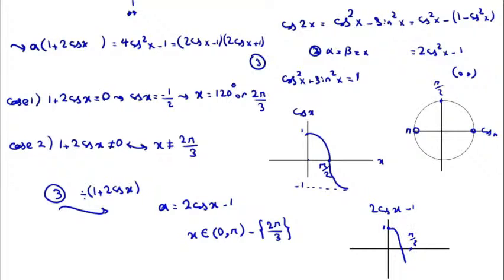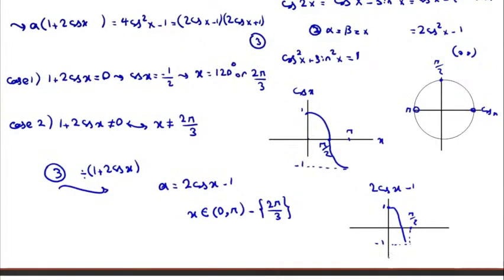Pi over 2 will be negative 1. And then for pi, that is negative 1, 2 times negative 1 minus 1, negative 3. So if we continue, negative 3 will be something like here. Pi, and it will be here. Okay.